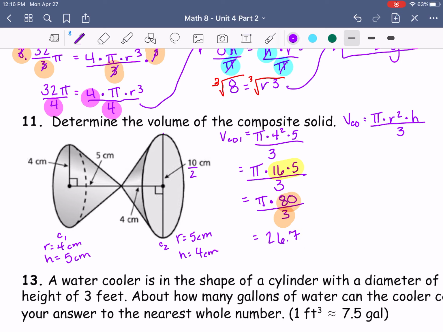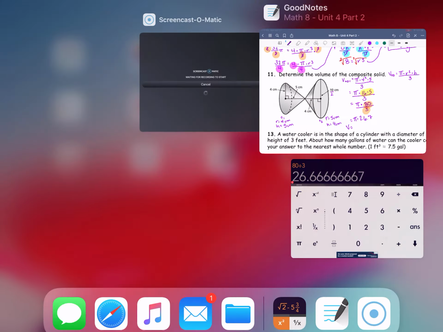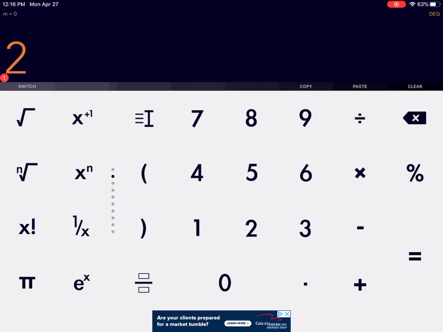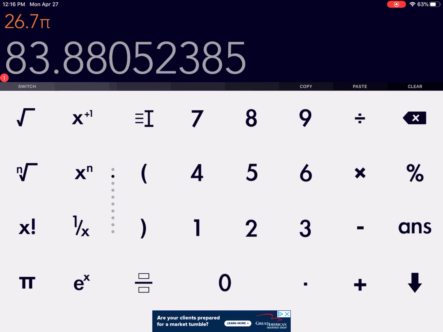Oops, I forgot my pi. Okay. All right. So clear, 26.7 times pi is 83.8. So that means 83.88. So I am going to go ahead and say that this is 83.9.